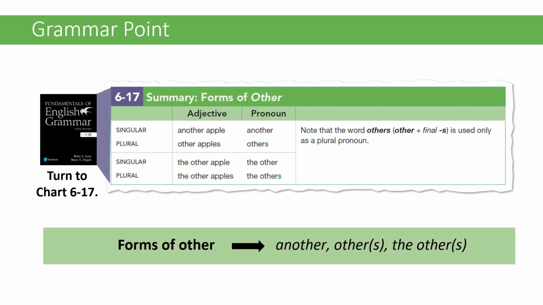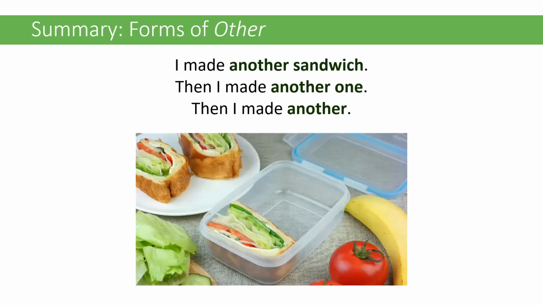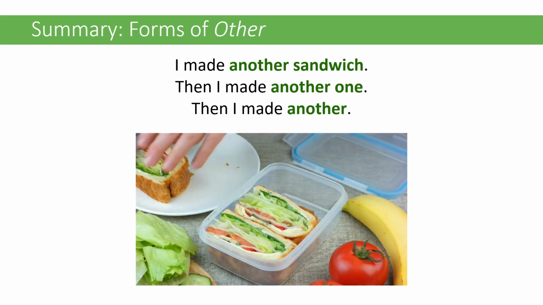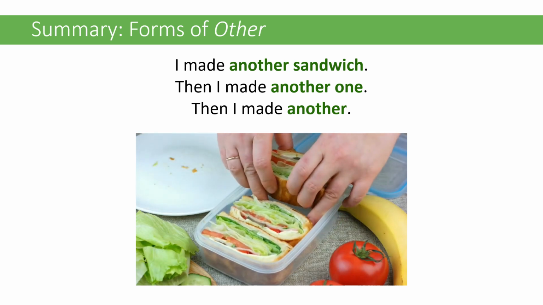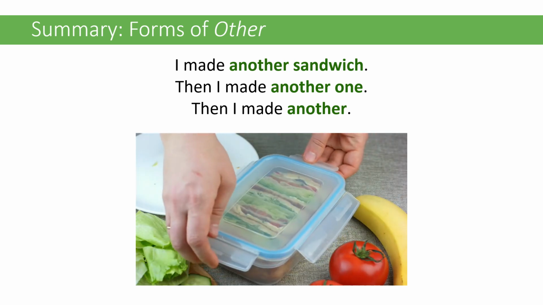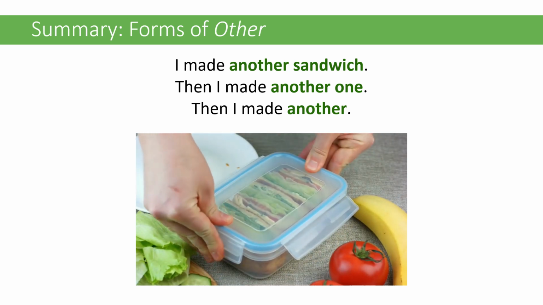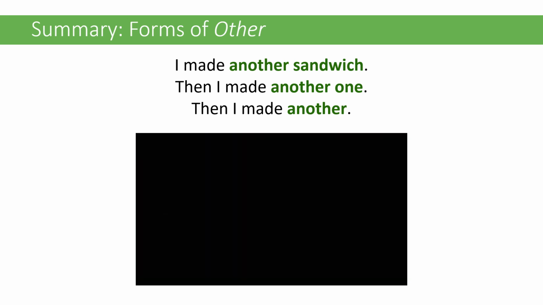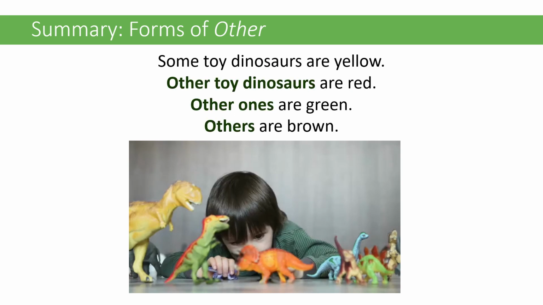Now let's review forms of other. Another is a singular. It means additional. We can use it before a noun, before one, or by itself. Look at the examples. I made another sandwich, then I made another one, then I made another, right? And I could keep on making sandwiches until I ran out of bread, but there's more sandwiches whenever I used other.